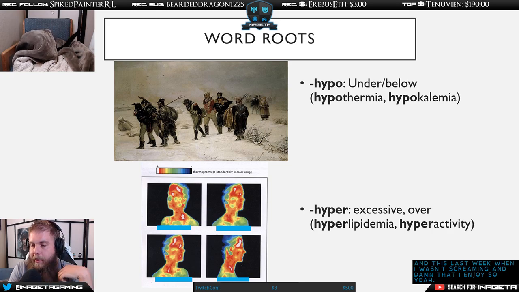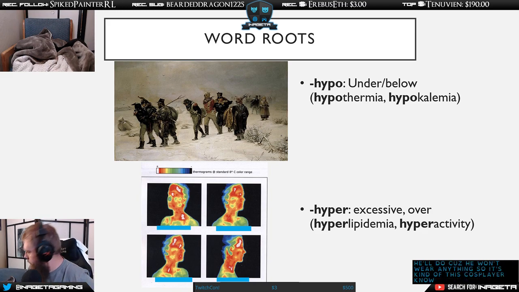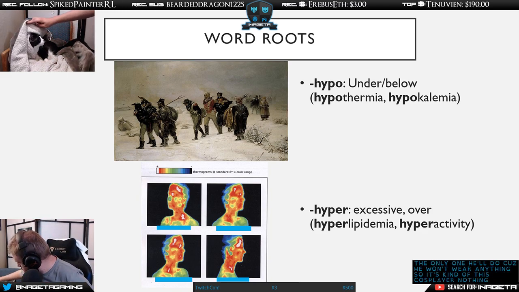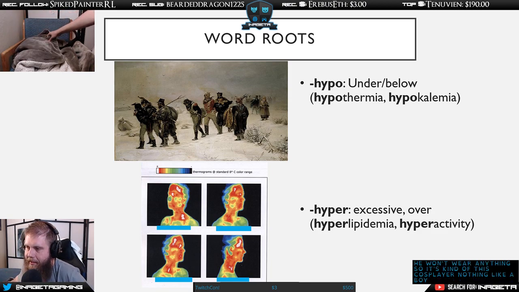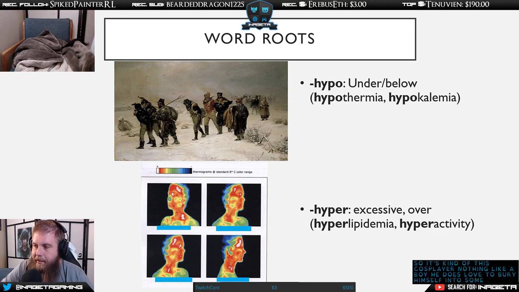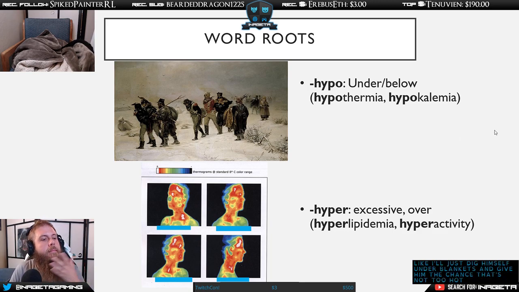Fats' burrito cosplay is quite sweet for a cat cosplay. It is. It's about the only one he'll do, because he won't wear anything, so it's kind of this cosplay or nothing. What a good boy. He does love to bury himself under some blankets, though. He freaking loves it. I don't even have to do that for him. He'll just dig himself under blankets, given the chance, and if it's not too hot.